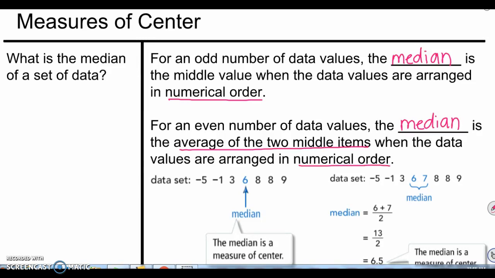So as you can see with our first data set, we have -5, -1, 3, 6, 8, 8, and 9. This is an odd data set, so we have one middle number, which is 6. For our second data set, we now have an even set of numbers. We have -5, -1, 3, 6, 7, 8, 8, 9. Our two middle numbers are 6 and 7. If we add 6 plus 7, we get 13, and 13 divided by 2 is 6.5. So 6.5 would be our median.